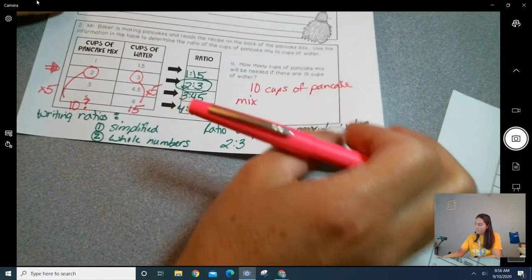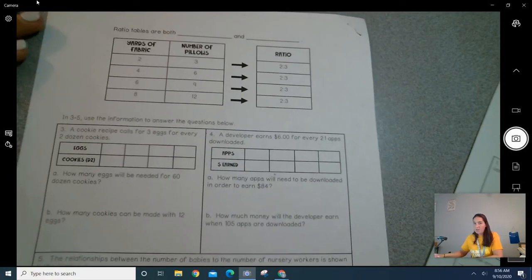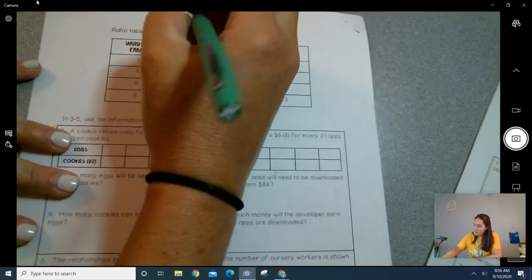Okay, let's move to number 3. Or actually, let's do this table at the top first, and then I'm going to have you guys try number 3, and we'll check it.